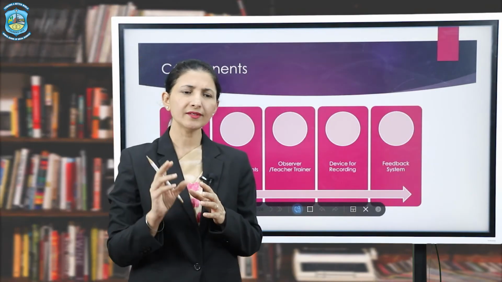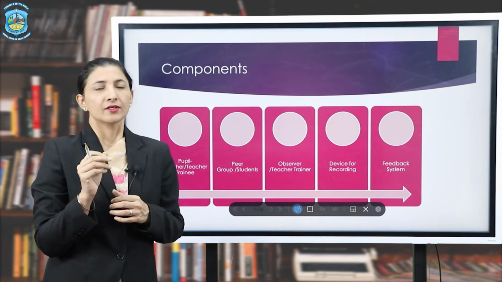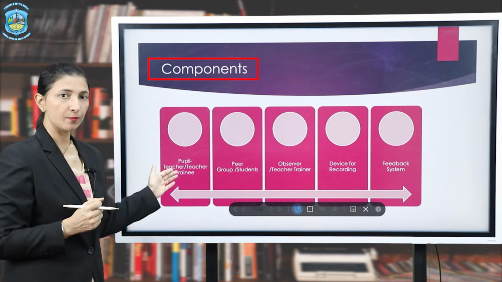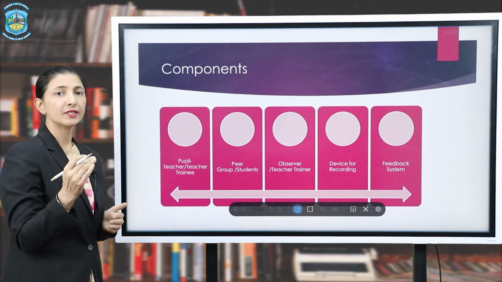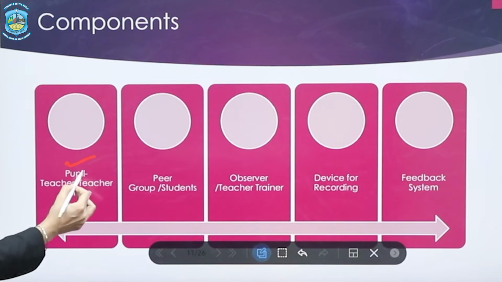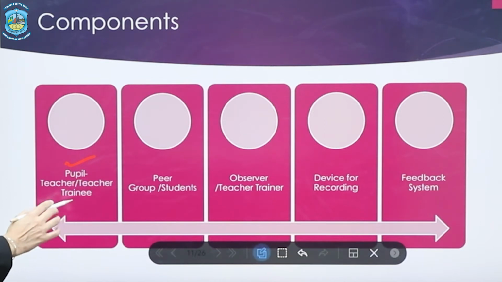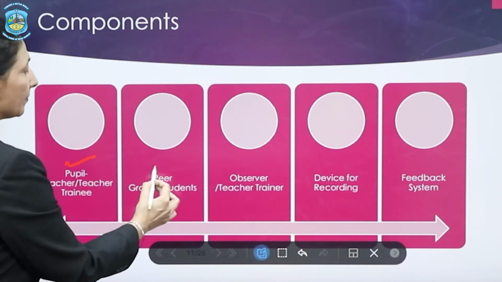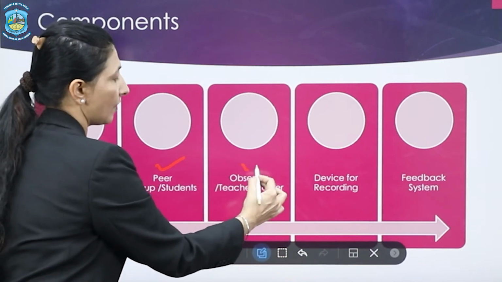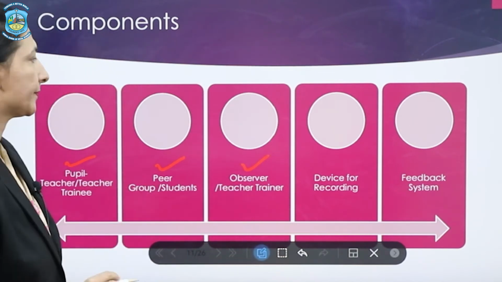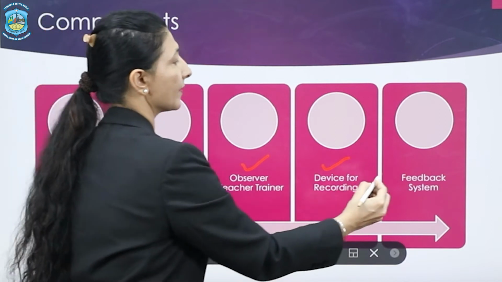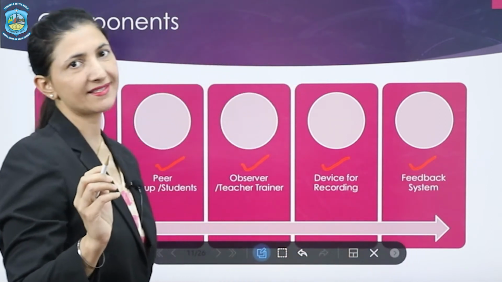Now let's know what are the essential components required for a micro-teaching skill. These are the components which should be present in the simulated classroom conditions: pupil teacher or teacher trainee, peer group or students, observer or teacher trainer, device for recording and feedback system.